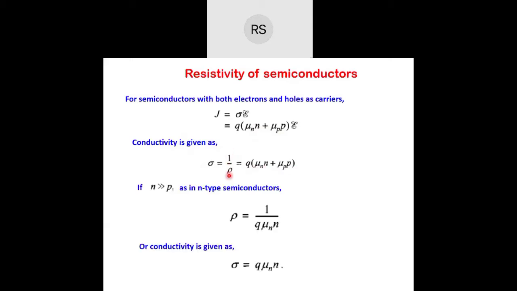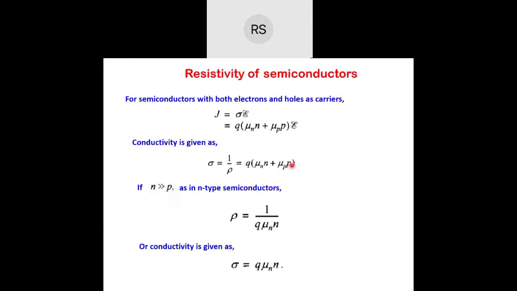But we know that semiconductors are of two types, n-type semiconductor and p-type semiconductor. So from the law of mass action, which is pn equal to ni squared, if it is an n-type semiconductor, then n will be very, very large in comparison to p. This is actually the property for a semiconductor. So hole concentration will be much, much smaller than n.